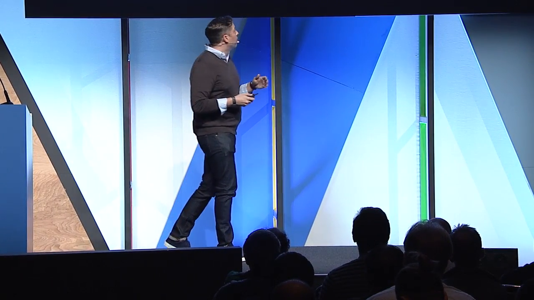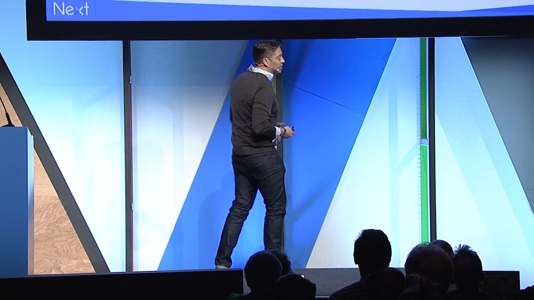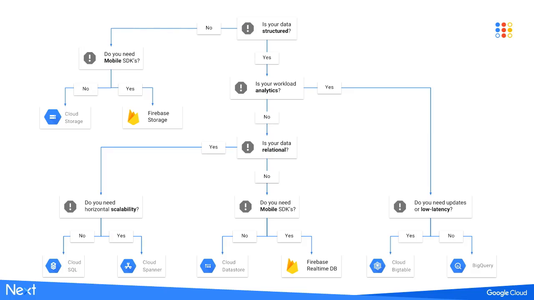If you are not building an analytics workload, so now you're in this main part here, then the question is, is your data relational? If your data model is inherently non-relational, then the next question is, do you need mobile SDKs? If you need mobile SDKs and things like offline access, then you go to the Firebase Realtime Database. If you don't, and you need client libraries, then you go to Cloud Datastore.